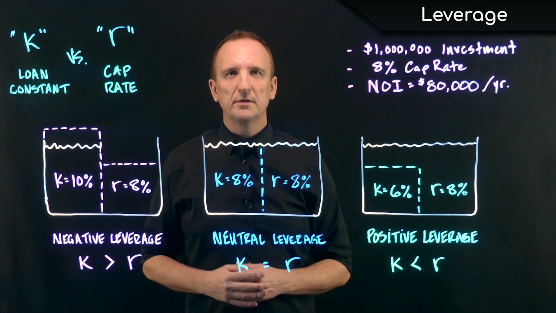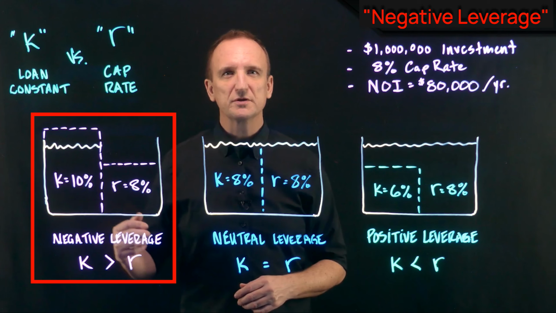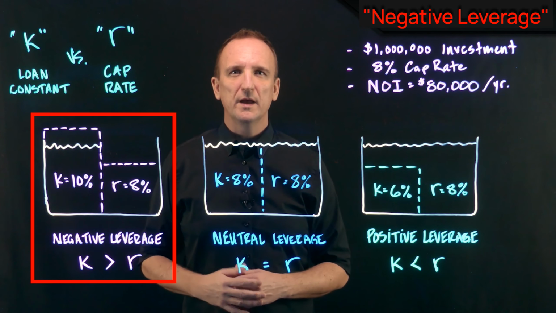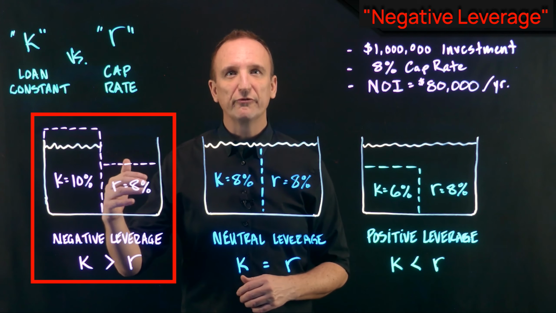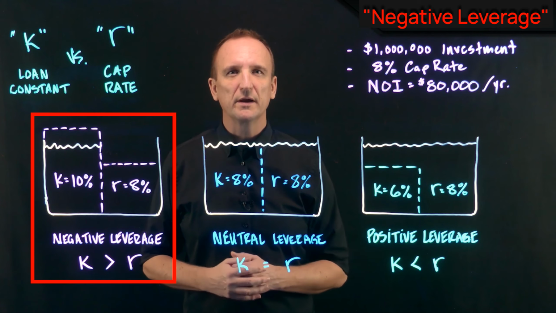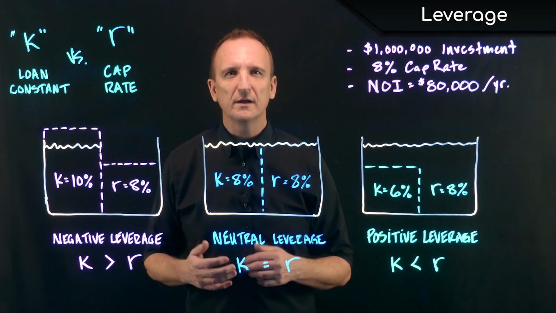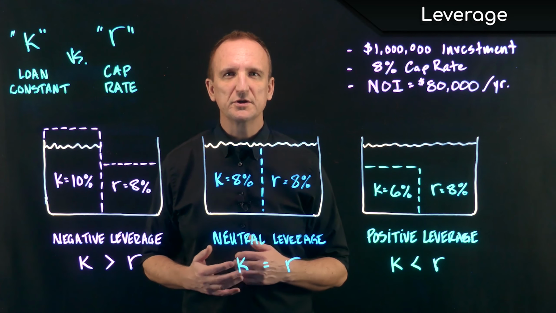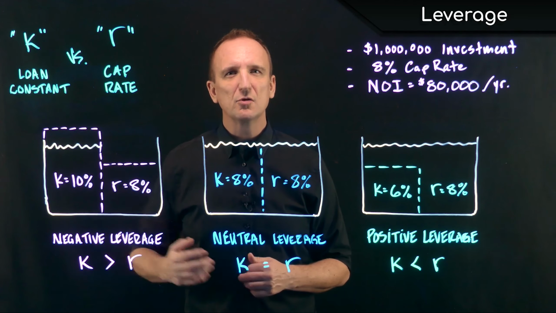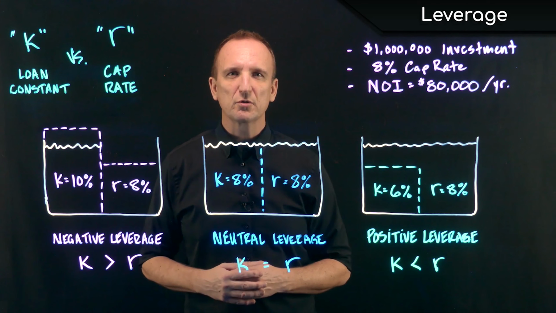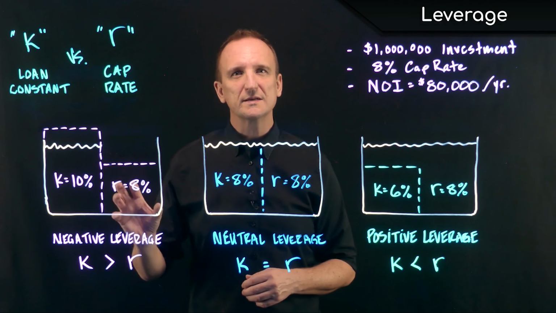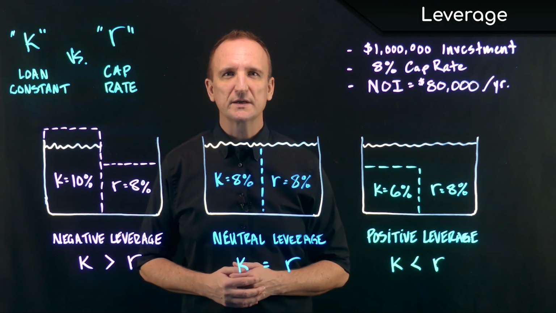And then, of course, we have what's called negative leverage, and that's when the loan constant is higher than the cap rate. In that case, the investor needs to forfeit additional cash flow to service the debt, where the lender is making a higher return. In order to analyze the optimal amount of leverage to use, simply compare the loan constant and the cap rate. If the cap rate is higher than the loan constant, then use more leverage to increase the cash-on-cash return. If the loan constant is higher than the cap rate, then less leverage is better in order to optimize cash-on-cash return.